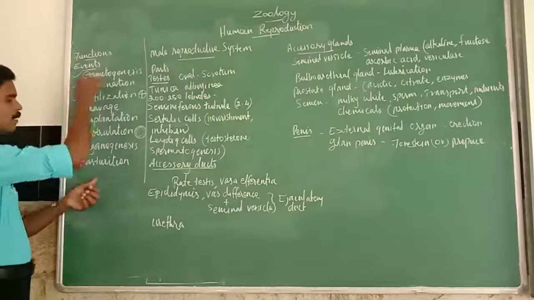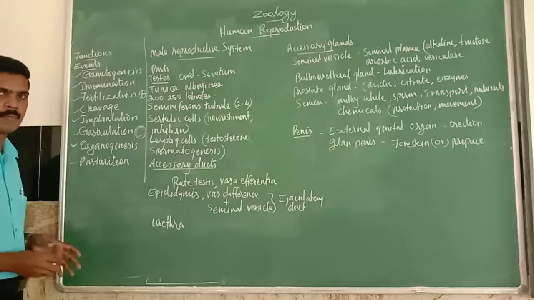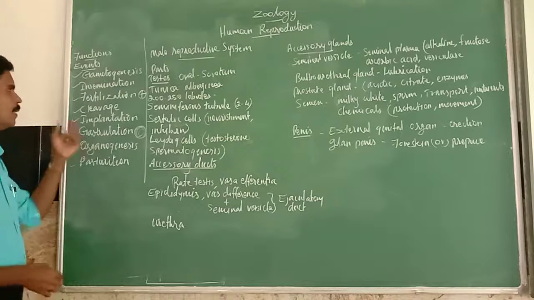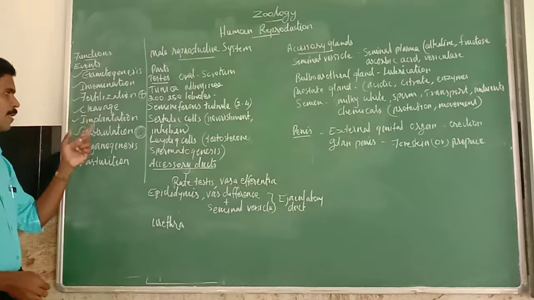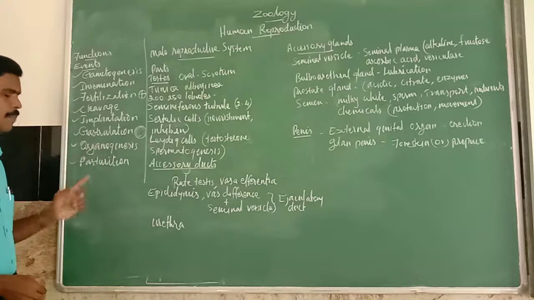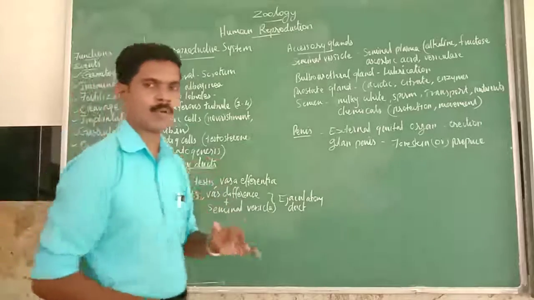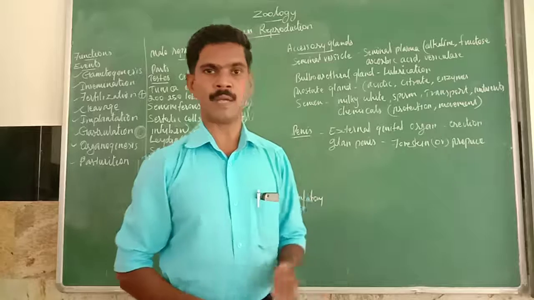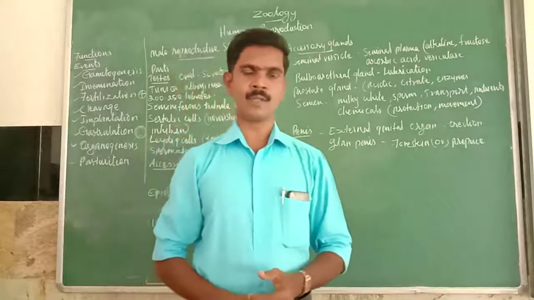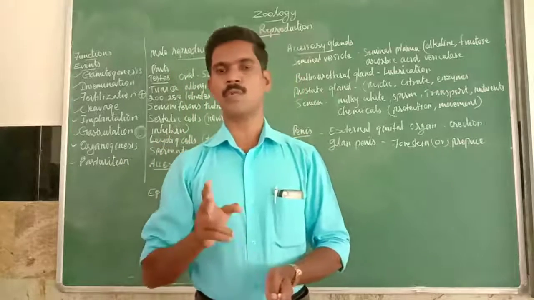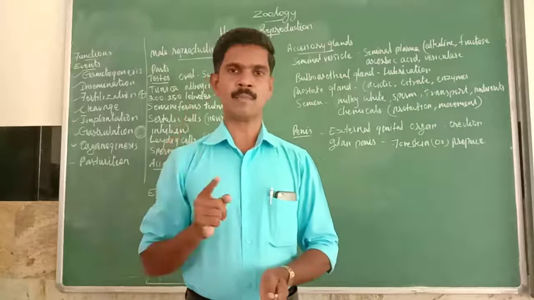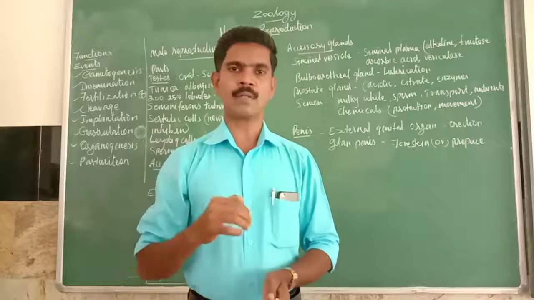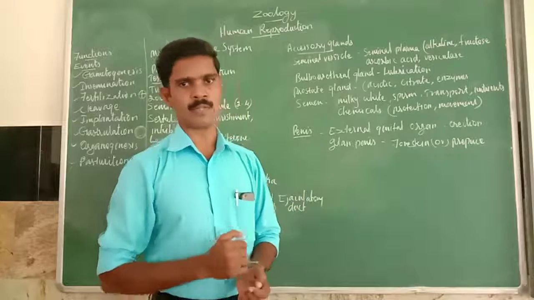So, dear students, these are the important events that take place in the reproductive system. First is gametogenesis, second insemination, then fertilization, cleavage, implantation, gastrulation, organogenesis and parturition. These are some of the important events that take place in both the male and female reproductive system. Now we have completed 2 important topics. First I explained the 4 important functions of the reproductive system. Now I explained the important events that take place in the reproductive system.